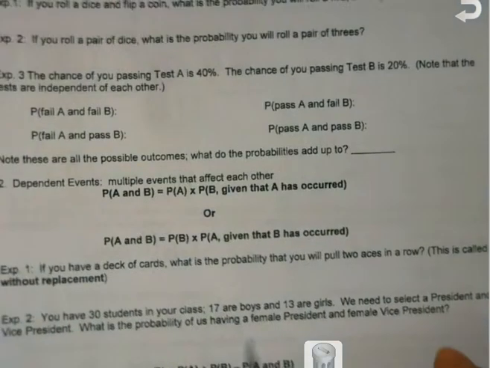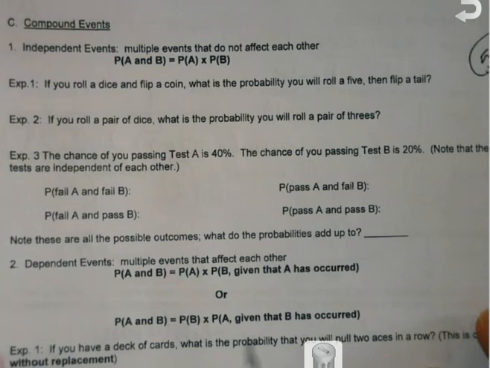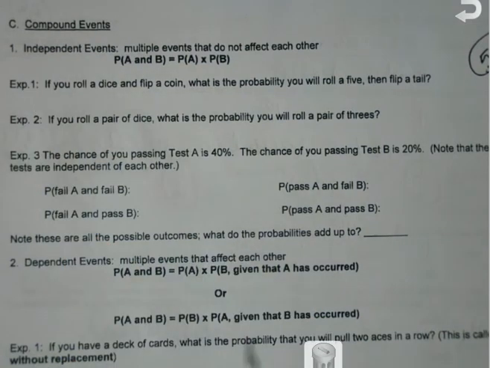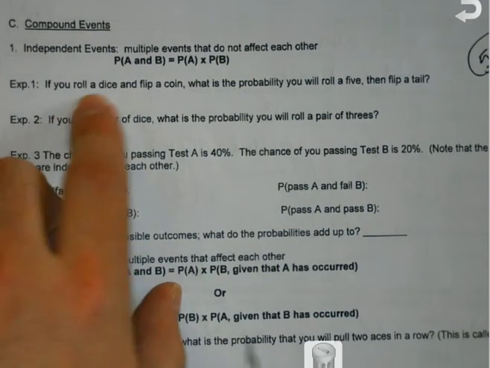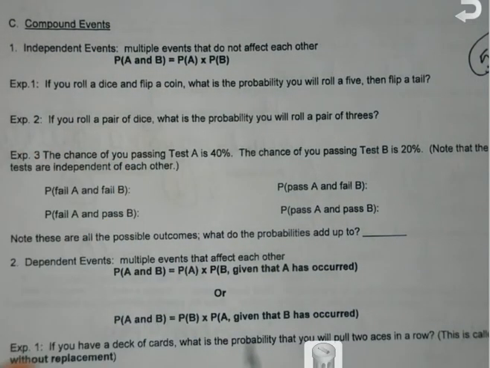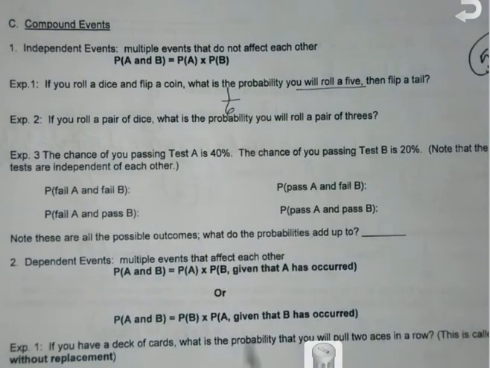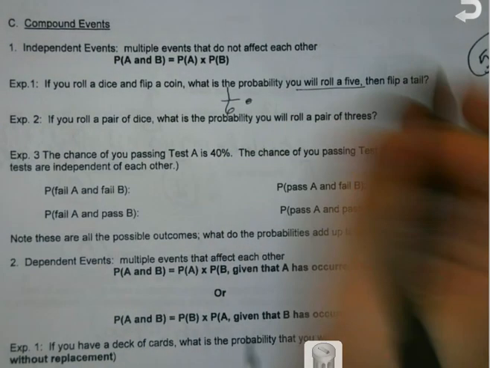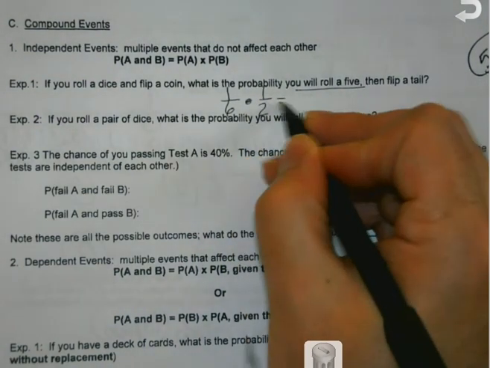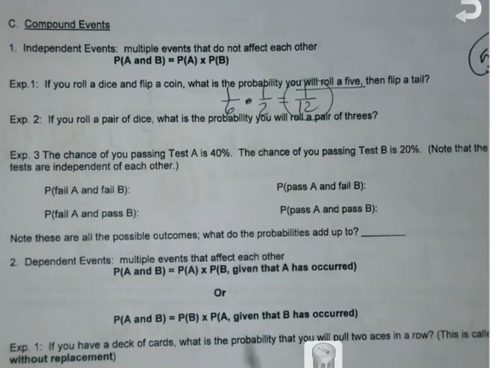So now, how are you going to make this more complicated? Because so far, this really hasn't been too bad. Compound events, multiple things happening. If they're independent, if one doesn't affect the other, like if you roll a die and flip a coin, rolling a 3 doesn't mean I'm going to get heads for certain. What's the probability you roll a 5? 1 out of 6. Then flip a tail. Heads or tails is 50-50, so 1/2. And I get my probability.